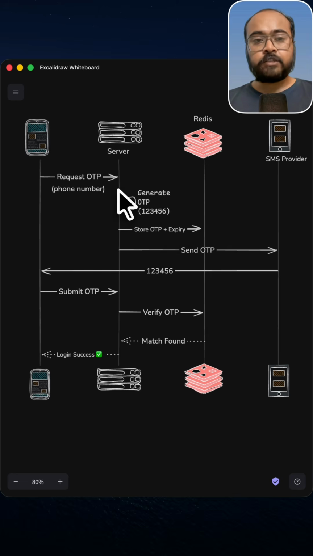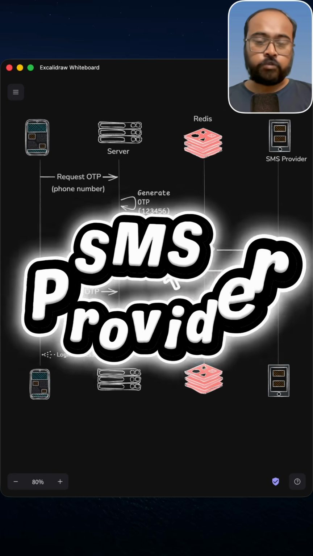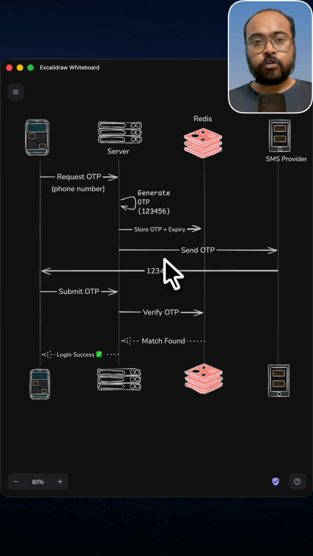Once the number is verified, it generates an OTP. Mostly the OTP is 6 digits, but it can be 4 digits as well. Once the OTP has been generated, it stores the OTP in the database and simultaneously sends the OTP to the SMS provider, so that the OTP can be sent to your registered mobile number, or the mobile number that you have entered here, right?